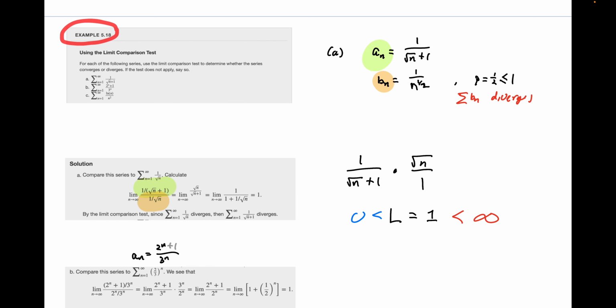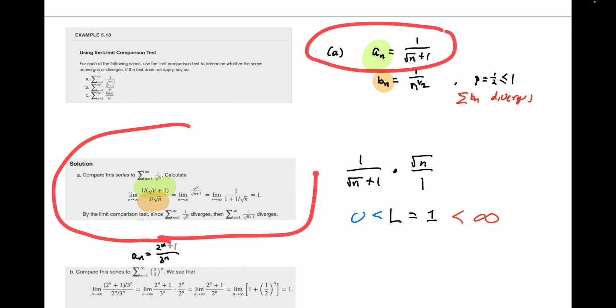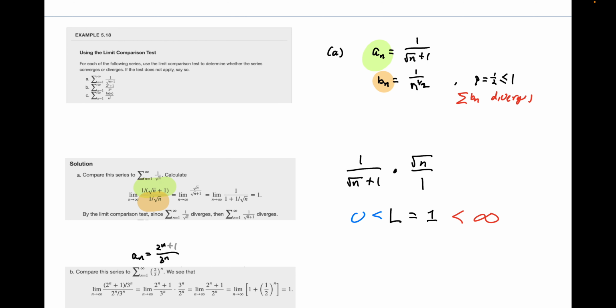Example 518, let's read over some examples using the limit comparison test. We have 1, 2, 3 examples. Let's start with part A. In part A, we have a series given by a sequence of a_n, 1 over root n plus 1.